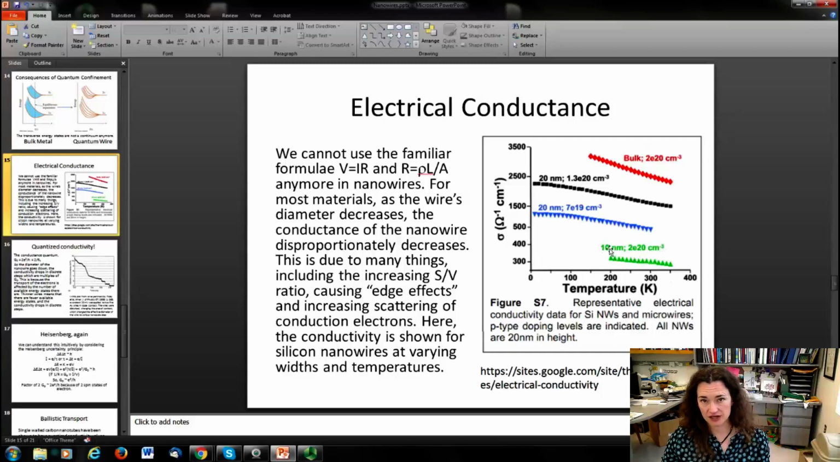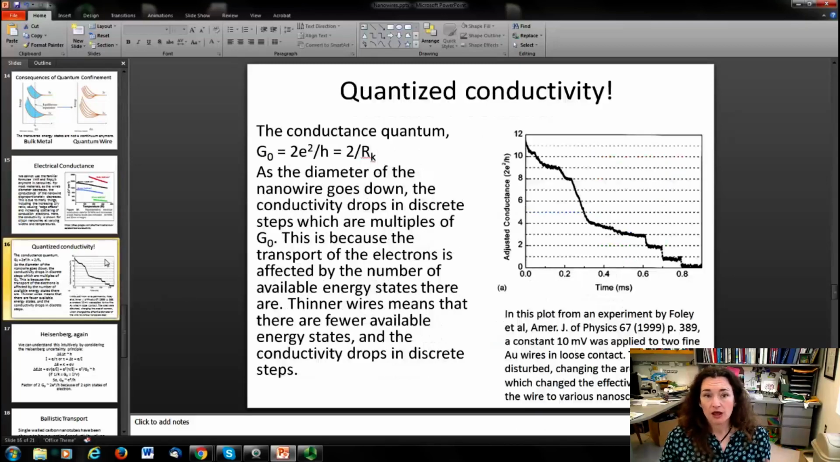Okay, so as the diameter drops, the conductance disproportionately drops. So that's what I'm getting at here. You can also see that as the temperature increases, the conductance drops, but that's a much lower effect compared to how much they jump as you drop your diameter. All right, so that's been seen. Another thing that's been seen is that the conductivity itself is actually quantized, and it depends upon the diameter of the nanowire that you have.